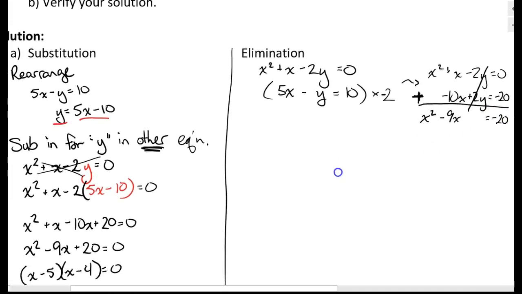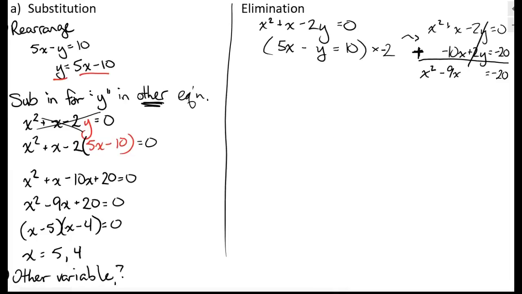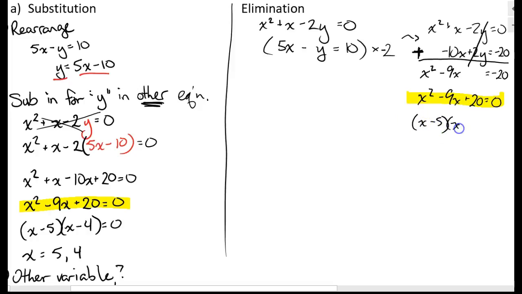If I go ahead and move that over now, so that I'm starting to work with my quadratic equation, I've got x squared minus 9x plus 20 equals 0. Well, you will notice that this equation and this equation are actually the same, which means I should end up with the same answer. So I factor this, x minus 5, x minus 4, equals 0, so x equals 5 and 4. Again, I would plug these values into one of my two equations.